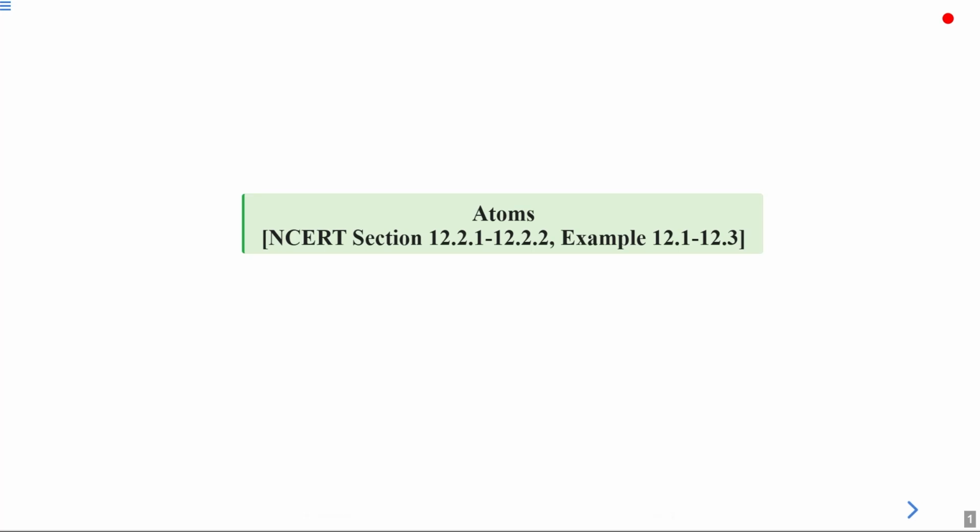So, today we will cover some important topics from chapter Atoms. In this lecture, we will cover NCERT section 12.2.1 to 12.2.2 and example 12.1, 12.2, and 12.3.